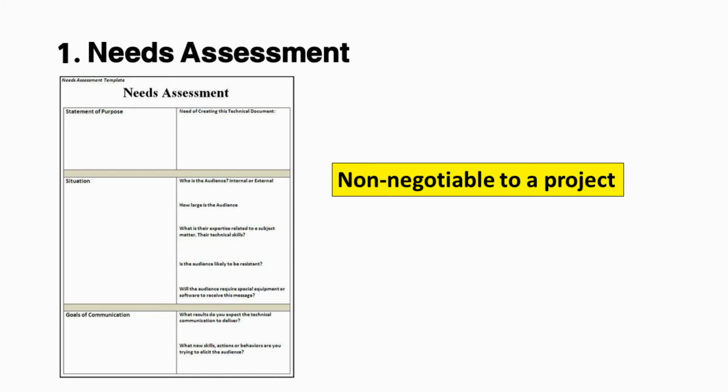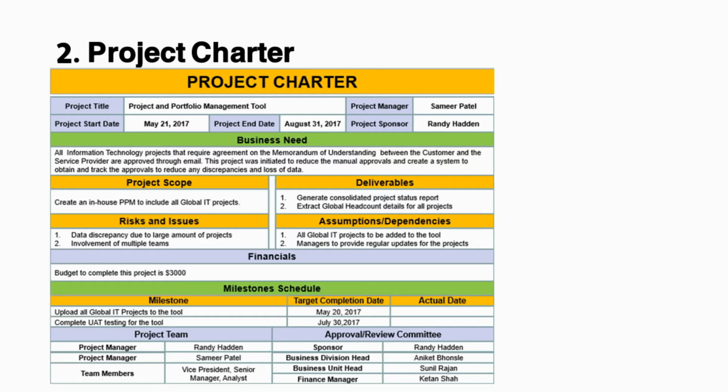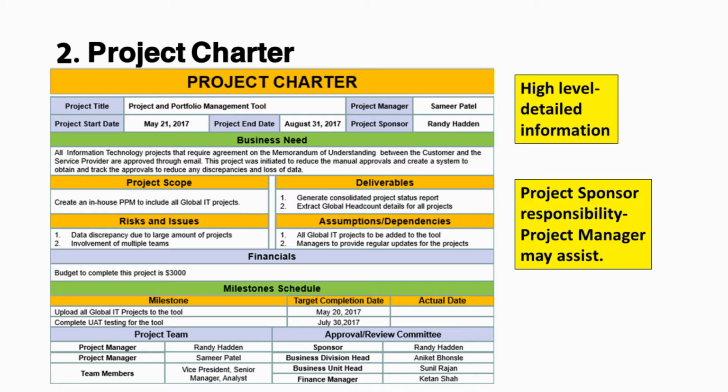A project charter is a formal, typically short document that describes your project in its entirety, including what the objectives are, how it will be carried out, and who the stakeholders are. It is a crucial ingredient in planning the project because it is used throughout the project lifecycle with a high level of detailed information. This is primarily the responsibility of the project sponsor, while the project manager may assist.